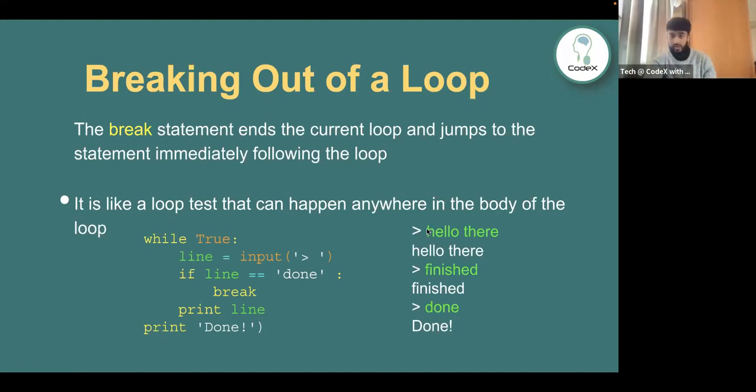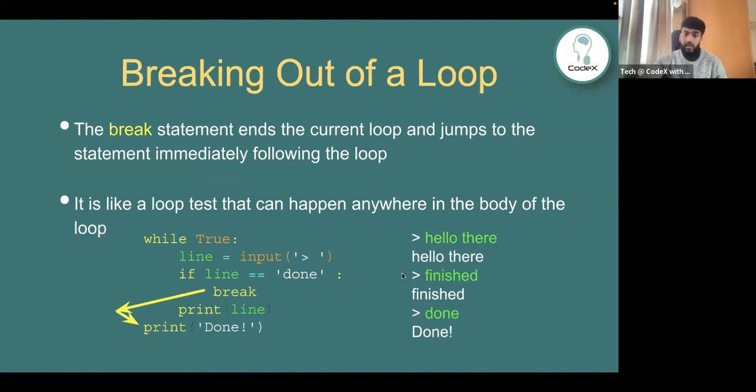So for example, here, as you guys can see the outputs, the user is asked to input something. They type hello there. Hello there is not the same as done. Therefore, the break statement is not triggered. It repeats what they have said. They're asked again to input something. They type finished, still not done. But on the third time, they do enter done. So as you guys can see, if the condition of the if statement is met, the break statement is triggered, and therefore we exit the loop and we just print done.